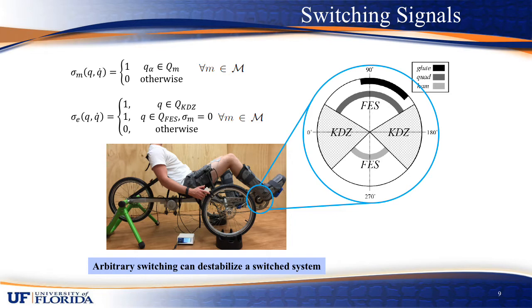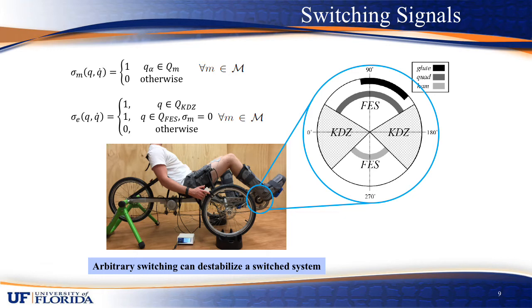KDZ stands for kinematic dead zones, and the set Q_KDZ represents the set of crank angles where it is kinematically inefficient to stimulate any of the muscle groups. Q_alpha is a trigger condition that adjusts the activation and deactivation of the FES input by using the delay upper bound. Q_alpha effectively projects Q forward such that if stimulation is applied at angle Q, then the associated muscle torque will occur before the angle Q_alpha.